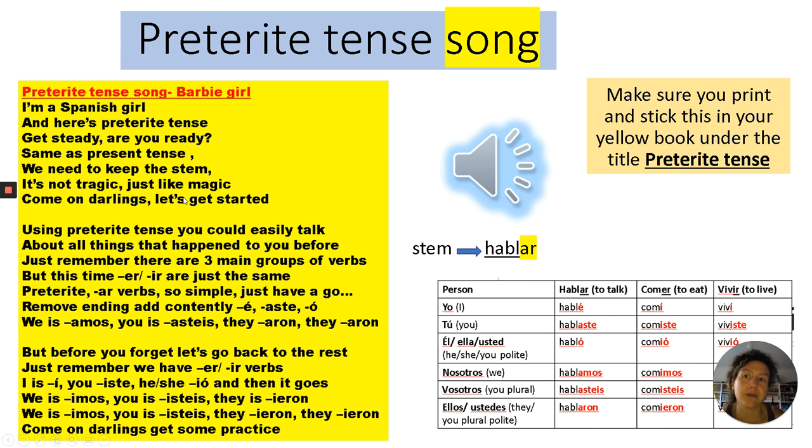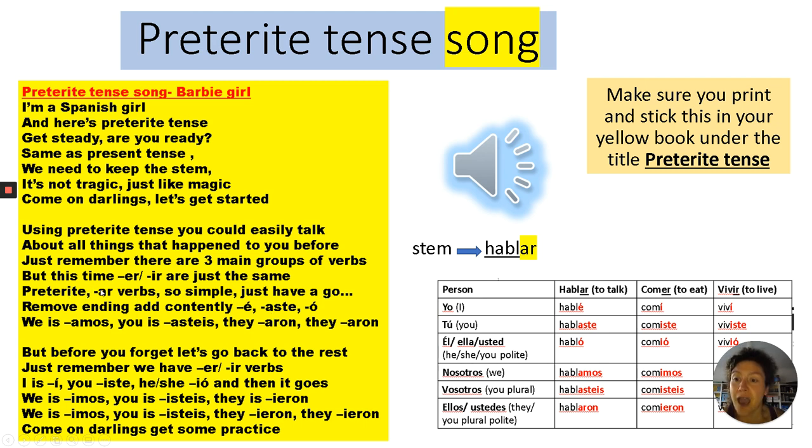This is the Preterite Tense song, and it's to Barbie Girl. I think that you're quite young to know the Barbie Girl song, but maybe you might have heard of it. The most important thing about this song, and you will be able to listen to it because I've got here the recording, I'm not going to sing right now, is to pronounce these sentences properly. So let's have a look.